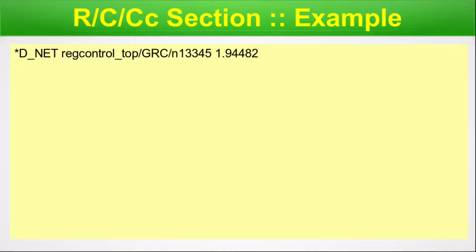RCCC section example. We have discussed the theory so far. Now let us dig into the example. Here is our DNet line. There are three fields. The first field of the DNet denotes that this is the beginning of a denote block. So here it is the beginning of the denote block.